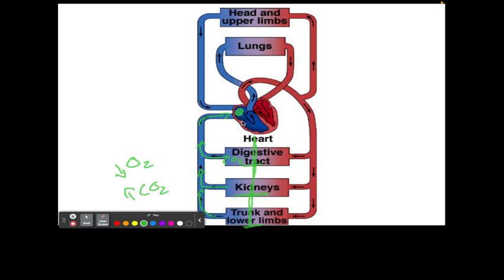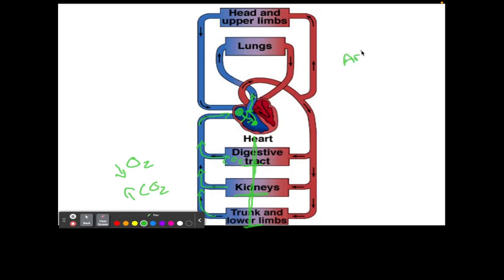it's going to go through the mitral valve and into the right ventricle. So now we have blood in the right ventricle. Then we're going to move through the pulmonary semilunar valve and into the pulmonary artery.